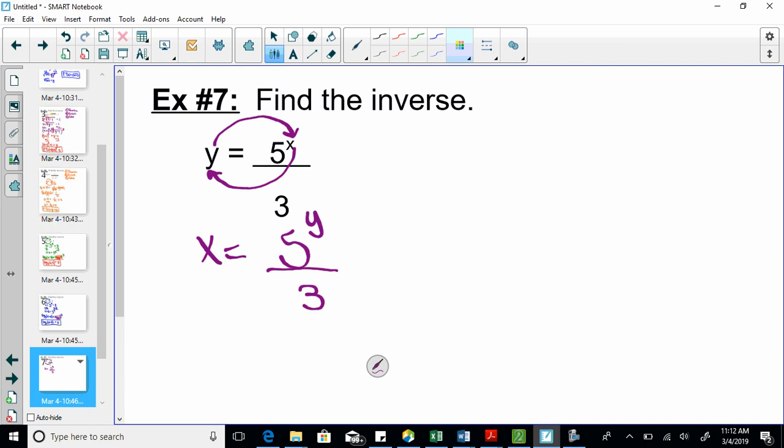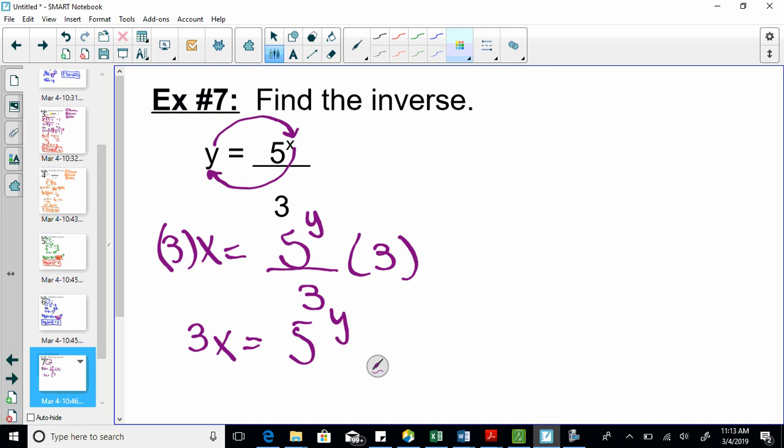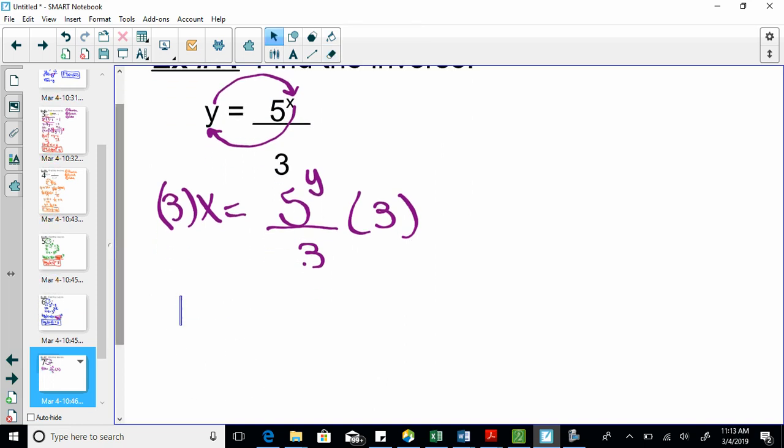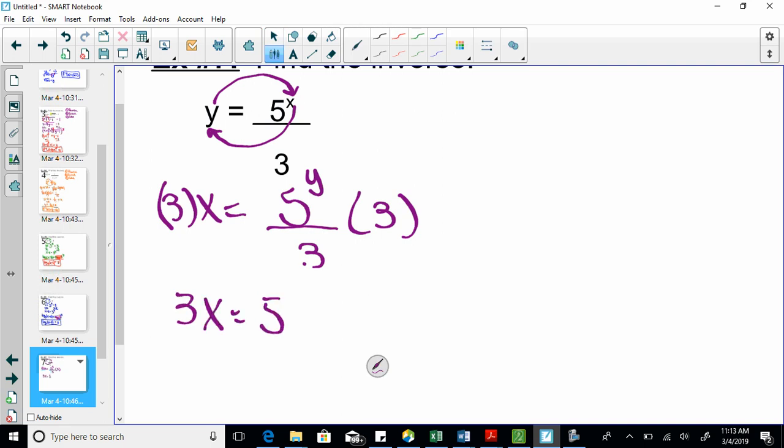So this is a lot like example number 5, but it's a little bit different because I'm dividing by 3 this time. So to get rid of that 3 that's on the bottom, I have to multiply both sides by 3. So I have 3 times x, which is 3x, equals 5 raised to y. It's a little bit close, so let me erase that in case I'm confused about how close it's written. I'm going to write that a little bit lower. Once again, that was 3x equals 5 raised to y.